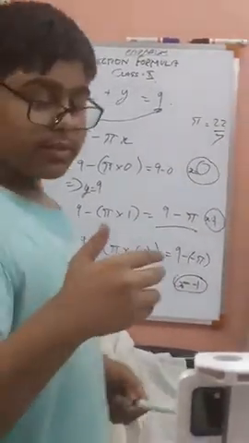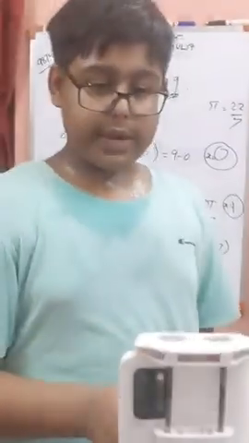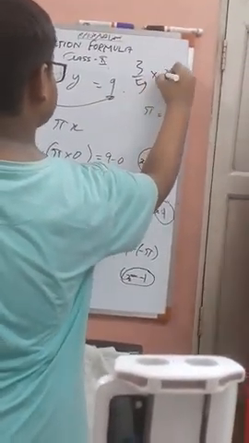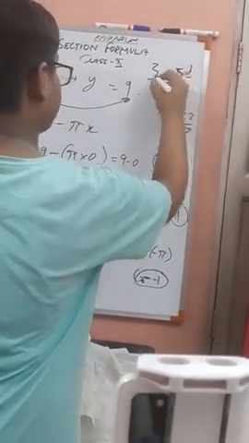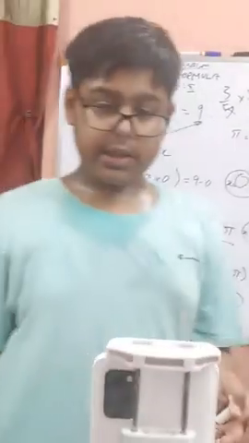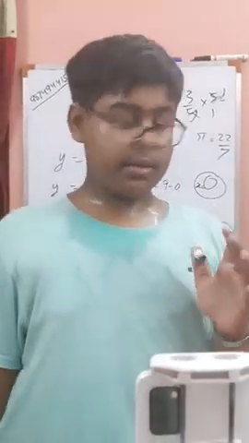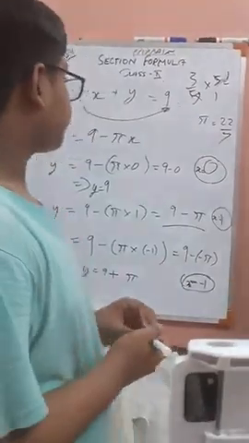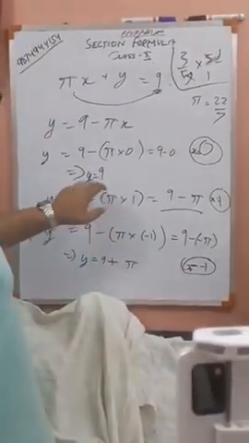For example, if there is y is equal to 3 by 5 x, we can take x as 5 or any multiple of 5 to remove 5 from the denominator. 3 by 5 x, if x is 5, the value will become 3. If x is 10, the value will become 6. This is just for another sum, not for this. Now, back to this question.